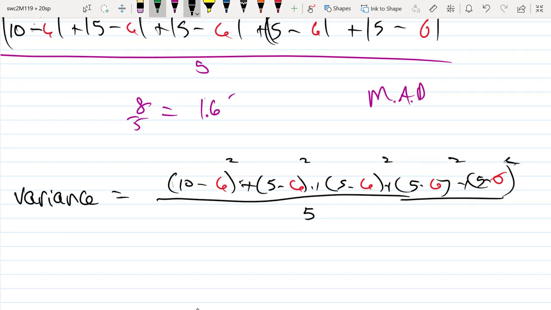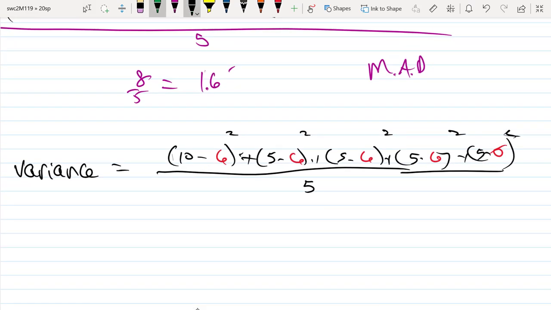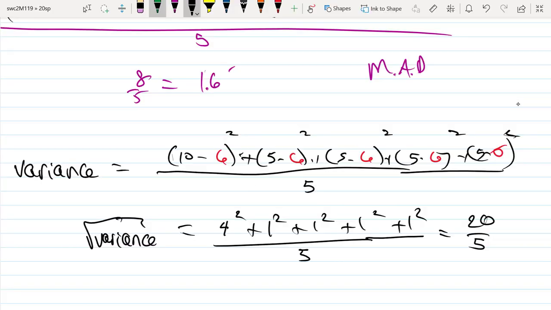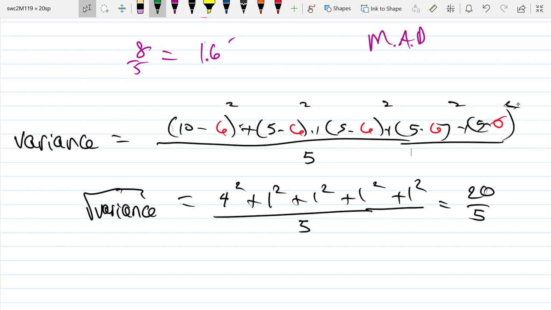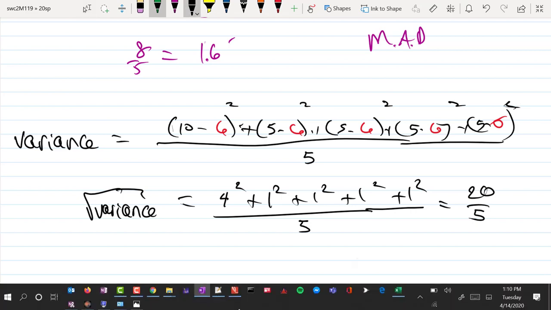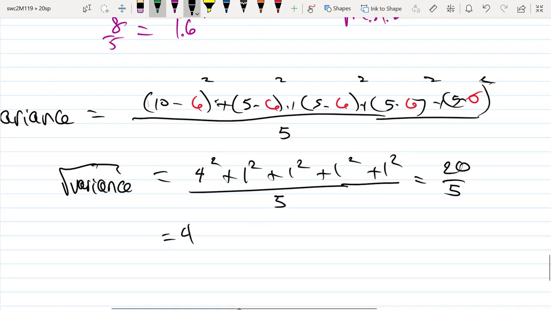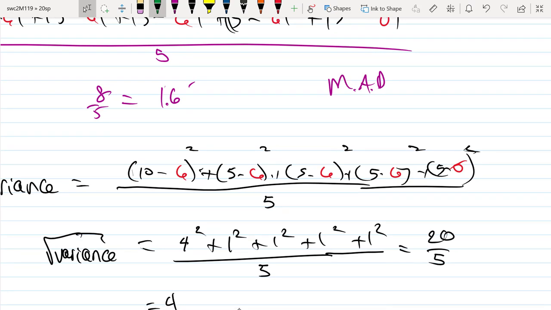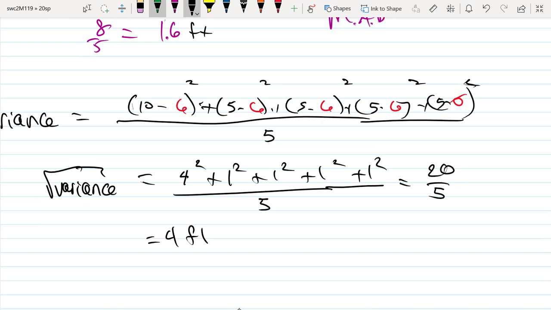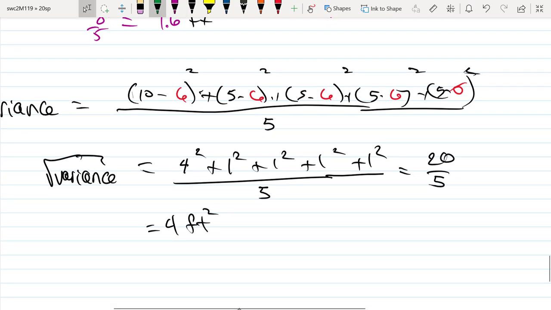And so you could come up with something that's very similar to this, and if we took the square root of that, we'd get kind of an average of the differences from the mean. So skipping ahead, you could come up with a measure of 20 divided by 5 or 4. And the units for the mean absolute deviation were feet, and the units for this one, since each one of those was feet, we'd say that's feet squared.